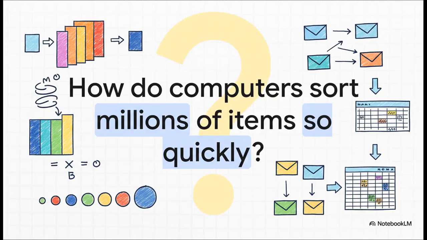I mean, just think about it for a second. When you sort a massive playlist or a giant spreadsheet, what's actually going on under the hood? It's not just a clumsy process of checking every single item against every other item. It's way more elegant than that. It's a series of brilliant strategies.